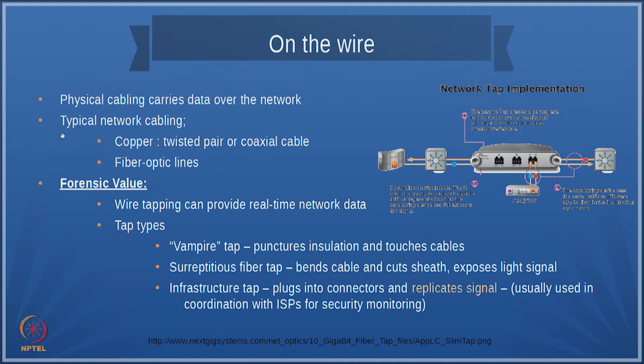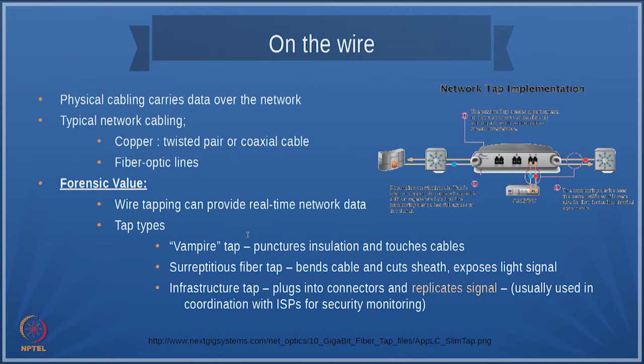So, typical network cabling is copper and then fiber optic lines, and copper cable is usually used in Ethernet, and we saw how we can tap these physical devices. The advantage, the forensic value of this on-the-wire tap, is that you can have real time network data. There are various types of taps.